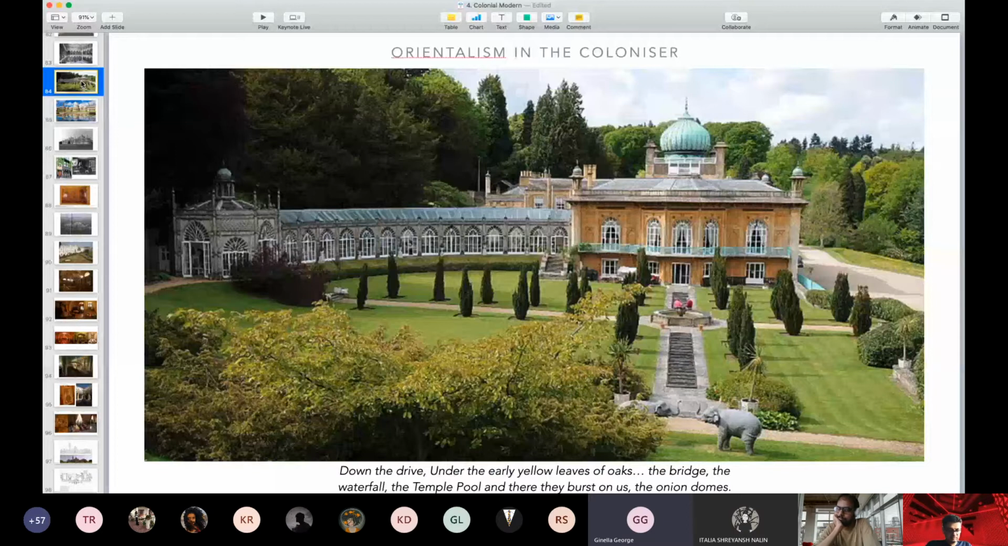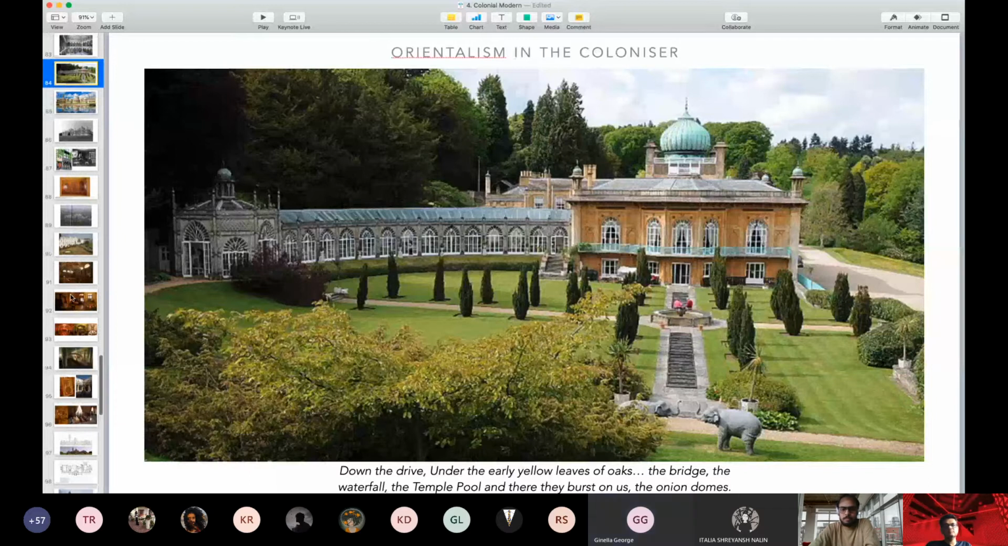Or this example of a home. Okay, this is in Sezincote, and at the bottom of the slide you will see the way people are describing this building, saying under the yellow leaves of oaks, the bridge, the waterfall, the temple pool, and then the onion domes. So these elements are being picked, whatever is catching their fancy. There is this whole idea of performing, that they have been to this exotic land and are getting these inspirations from there, and now building in a completely changed context.